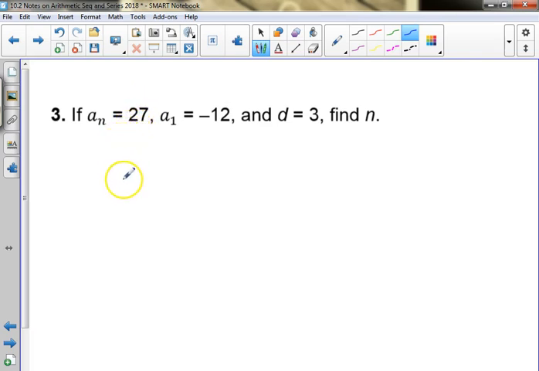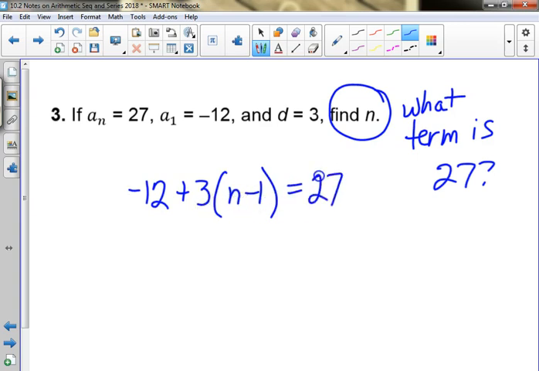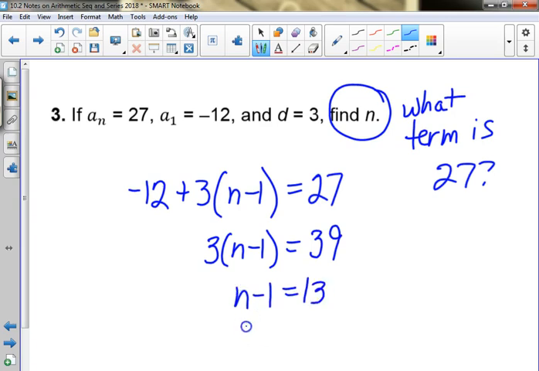Oh, find n. What do they want us to find? What is this asking? Yeah, what term number is 27? So negative 12 plus 3 differences. No, the difference is 3. 3 n minus 1 times gave them 27. So we're trying to figure out. 27 plus 12 would be 39. I'm not distributing. I'm just going to divide. Is that okay? I got 14. 14th term. Or just n equals 14.